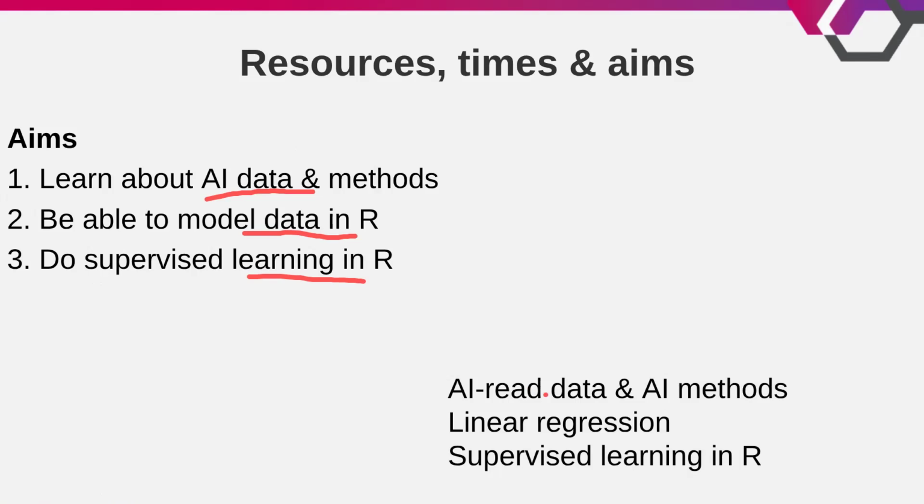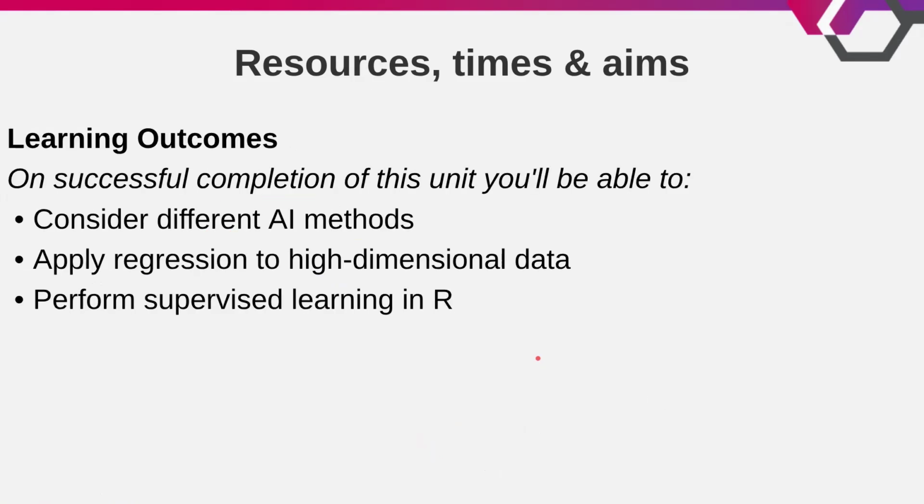So think about AI-ready data, AI-ready with a Y would help. Think about linear regression as a simple statistical technique, and then apply a form of linear regression in R. That means by the end of this course, you'll be able to consider different AI methods and the data required to assess them, apply linear regression and similar techniques to high-dimensional data, and then also perform supervised learning in R. Those are the goals of this course, which again, I reiterate, is aimed at beginners.